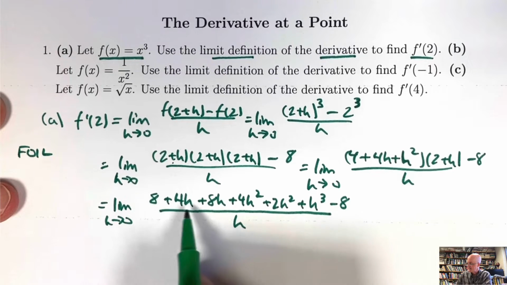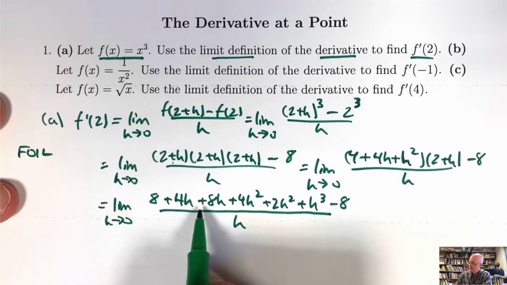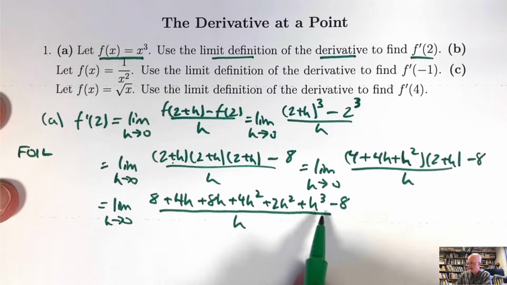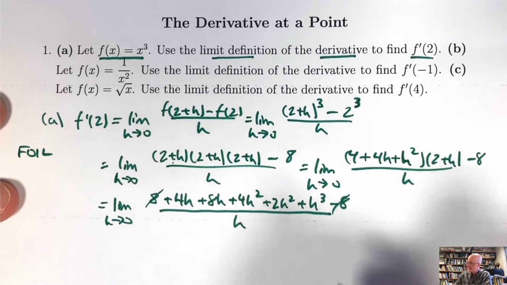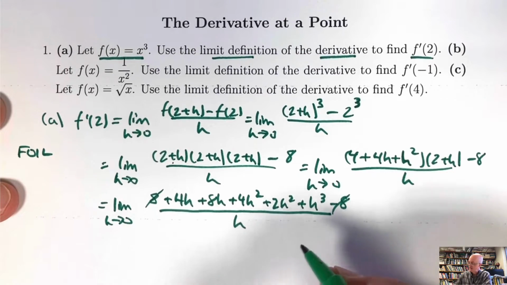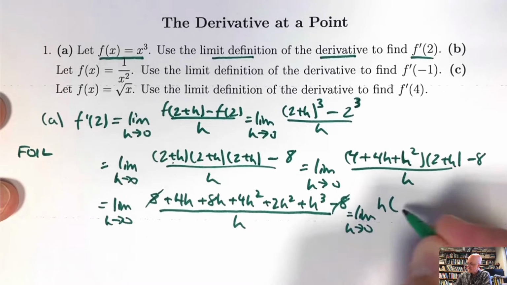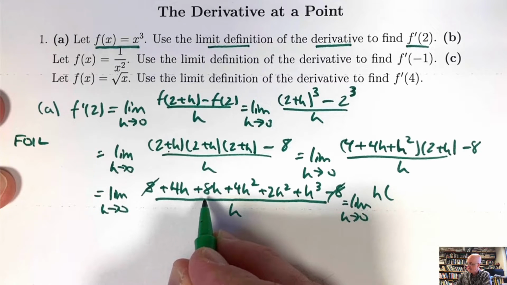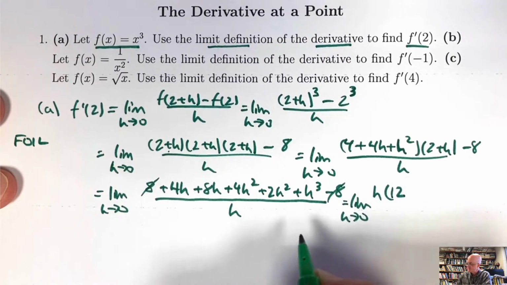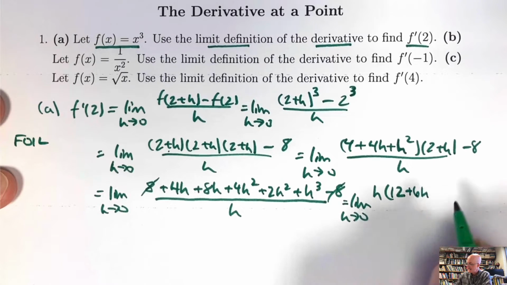If you combined all these things before canceling the 8's, you'd get 8 plus these two combined to give you 12h. These two combined to give you 6h squared and an h cubed. We are subtracting 8. It can cancel with this 8 and this 8. Every other term up here has a factor of h. That can now be factored out, like this. Get an h there. 12h, when I factor out an h, leaves me with a 12. 6h squared, when I factor out an h, leaves me with a 6h. And then h cubed, when I factor out an h, leaves me with an h squared.